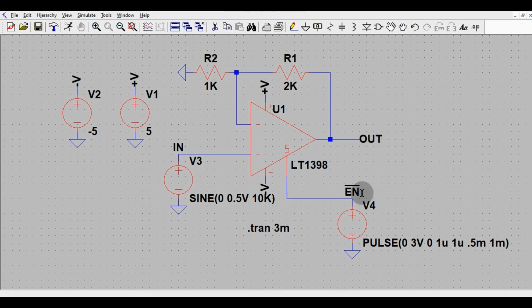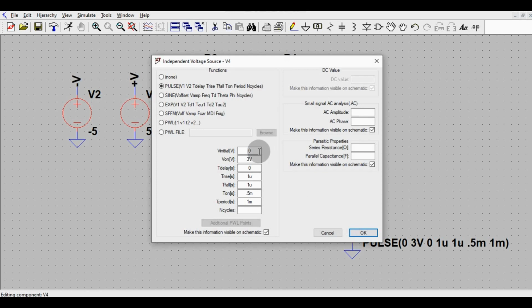Okay, so if you want to check the pulse for this enable, just go and right click it here. The V on is 3 volt, T rise and T fall are 1 microsecond, T on is 0.5 millisecond and T period is 1 millisecond. That means it is going to be a 1 kilohertz pulse, right?